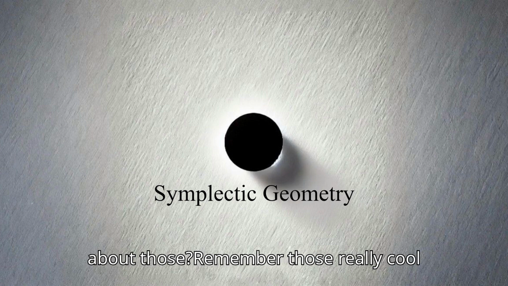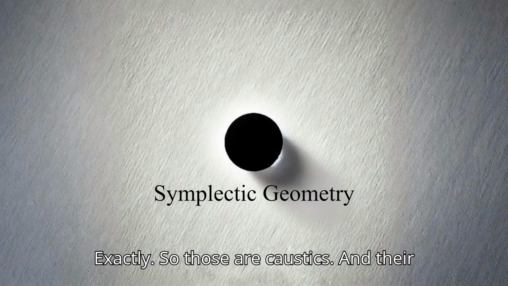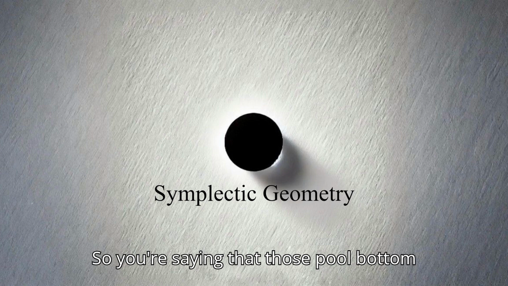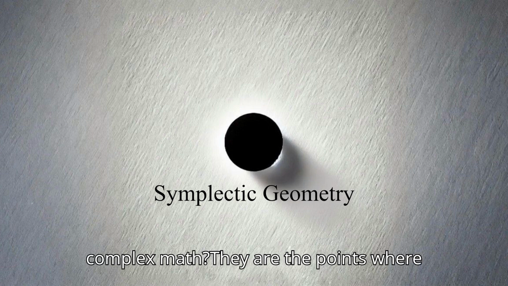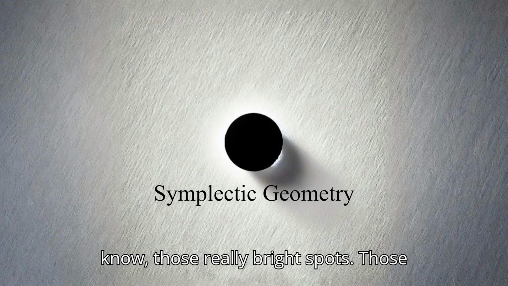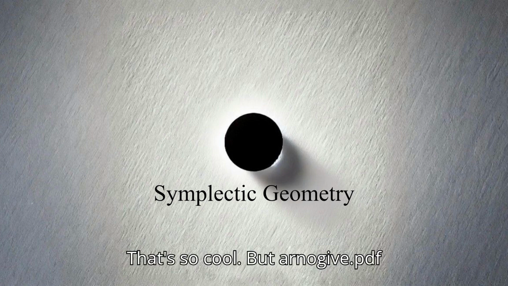Well, remember those really cool patterns of light that you see at the bottom of a swimming pool? Right, like when the sunlight hits the water. Exactly. So those are caustics. And their shapes are actually governed by the principles of symplectic geometry. Wow, so you're saying that those pool bottom light shows are actually driven by complex math? They are. The points where those patterns become super intense, those really bright spots, are actually examples of singularities. That's so cool.